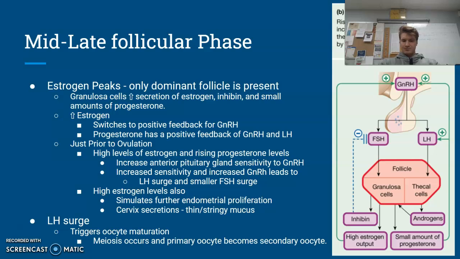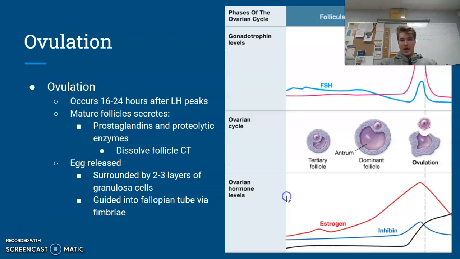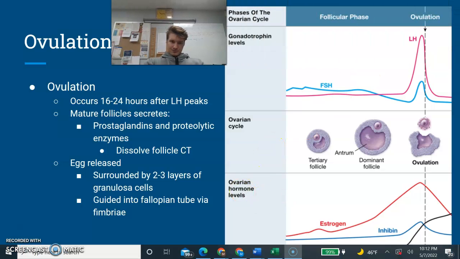And then the luteinizing hormone surge, very importantly, triggers oocyte maturation, and meiosis will resume. So we'll have that primary oocyte turn into a secondary oocyte, 4N to 2N. Then we have the process of ovulation occurring. Ovulation occurs about 16 to 24 hours after the luteinizing hormone peak that I just talked about, the surge.